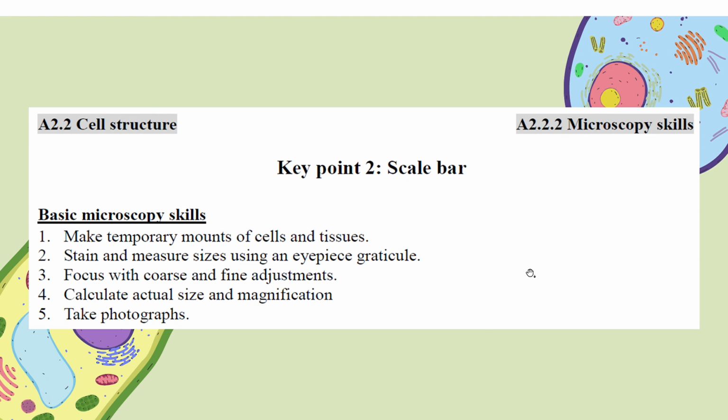And when we want to study the cell structure, we need to use a microscope. In using a microscope, we need to concentrate on the scale bar. Of course you have done it already. In IBDP you need to do a lot of experiments on cells. First of all you need to mount the cells and tissues, stain them, and put them on the stage. Then you need to focus by the coarse and the fine adjustment. After that you find your specimen, you find the cell. Then you need to calculate the actual size and the magnification.